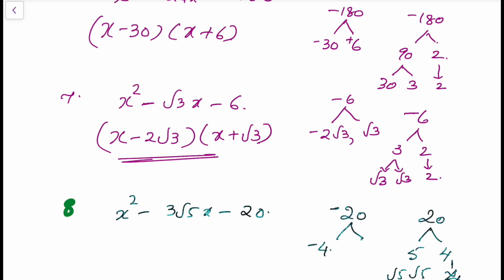So, minus 4 root 5 and root 5. So, minus 4 root 5 plus root 5 will become minus 3 root 5. Multiply minus 4 root 5 into root 5, you will get minus 20. See, add or subtract and see whether you are getting the middle term, multiply and see whether you are getting the constant term. So, x minus 4 root 5 into x plus root 5.